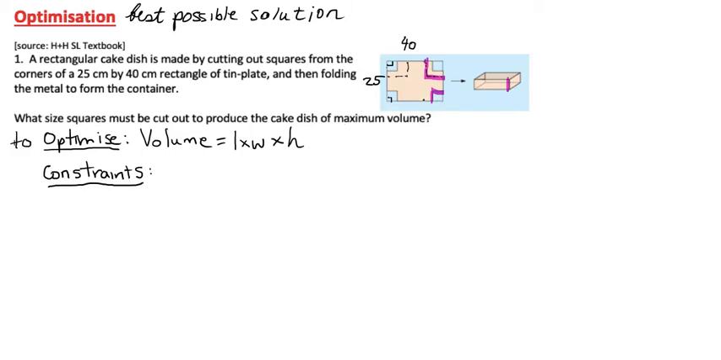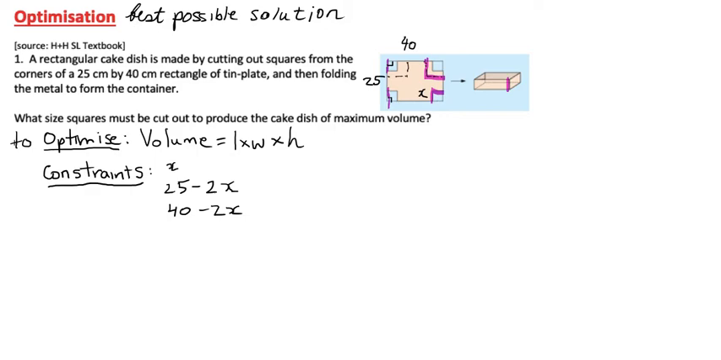Whatever we are cutting out, this side, we are going to call this x. So we're going to have x on our sides. The length here will be 25 minus 2x. The reason that it's minus 2x is because you have this length of 25, but you're cutting it from here and from here. So it's 25 minus 2x. And we also have 40 minus 2x.